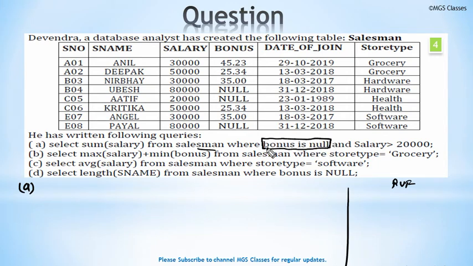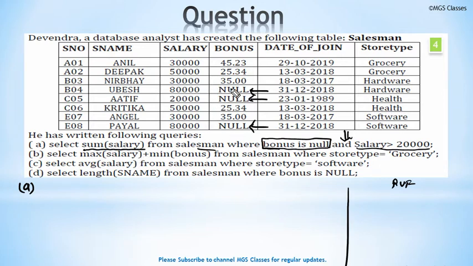Bonus is null. We need to look at only the salaries whose bonus is null. There are 3 rows with null bonus, so these 3 rows we need to look after. And another condition should also be satisfied. Whenever you see the AND operator in a where condition, both conditions should be satisfied at the same time. So bonus is null and salary should be greater than 20,000. We need to sum up the salary for these rows only.